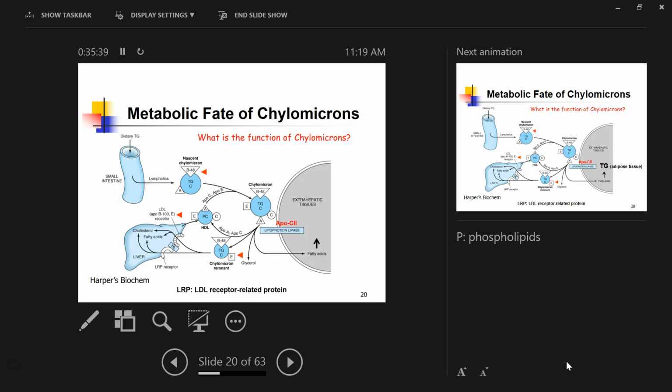And you just want to remember the ApoC2 that is involved in this process to help release triglyceride from chylomicron by hydrolyzing triglyceride and releasing fatty acids. Any questions? All right.